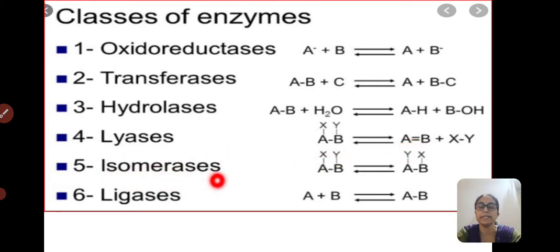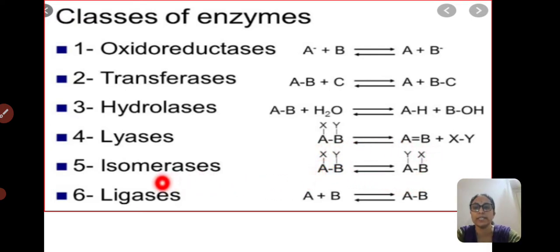And isomerases, they are the molecular species of the same enzymes. For example, the reactions associated with the enzyme isomerases are always reversible. We can see intramolecular shifting of the atoms, A with X here, B with Y, here it becomes A with Y and B with X. Like that, the intramolecular shifting of the atoms takes place. They are the different molecular species of the same enzyme.